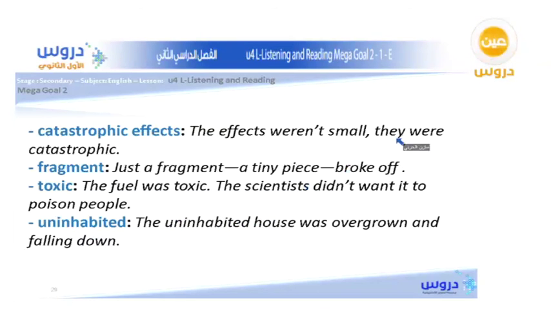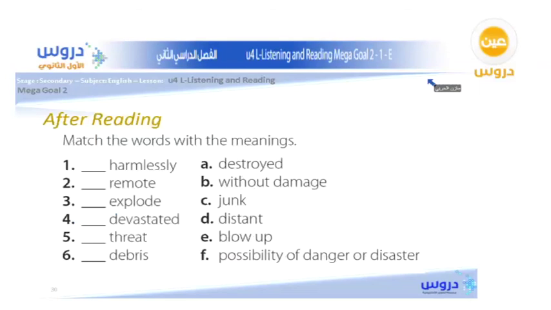Very well. So harmlessly means without damage. Okay. And remote means a distance. Remotely means from a distance. Explode means to blow up something. Devastated means destroy. Threat means the possibility of danger or a disaster. And the last one, debris, means junk. So those are the meanings of those words.